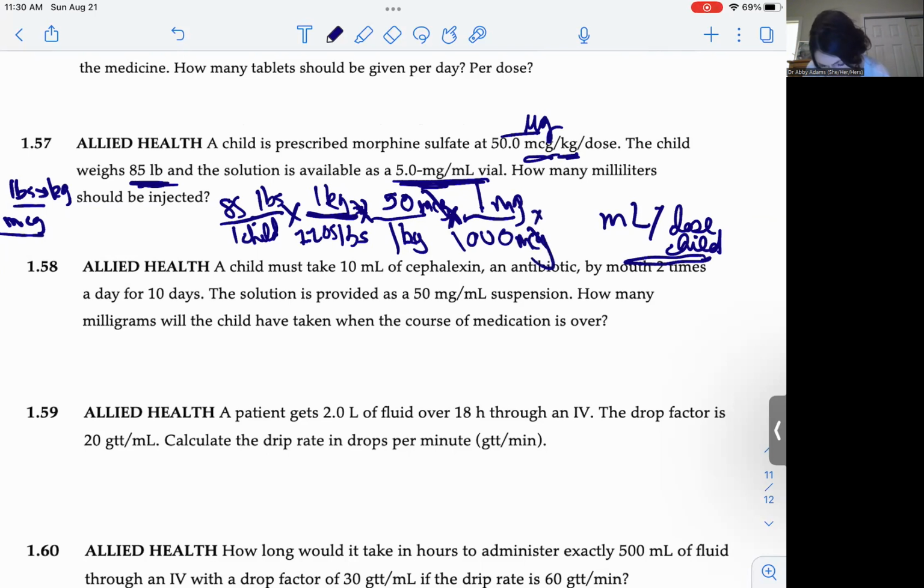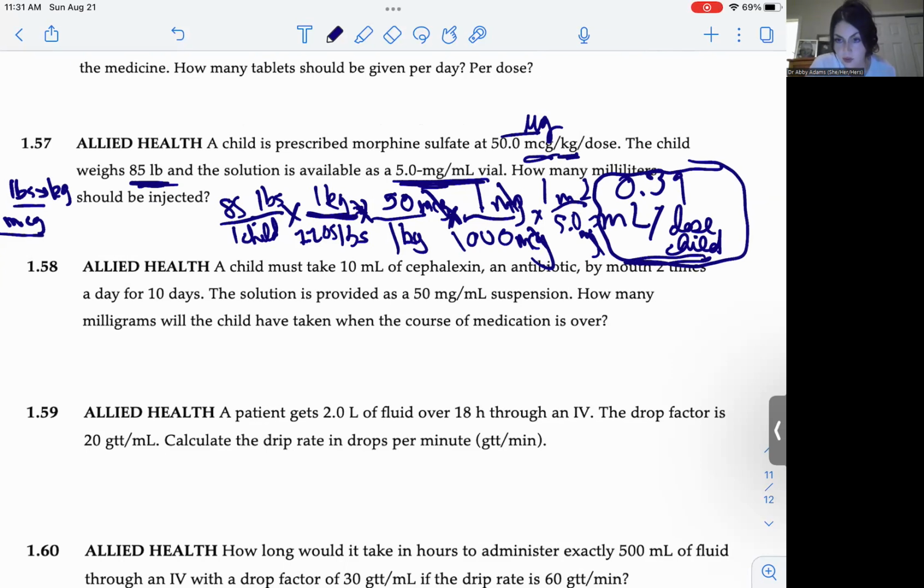Okay, multiply by, you have 1 mil. So in 1 mil, you're going to have, because you want your answer in mils, right, 5 mgs. Okay, so you cancel out, and you get a total of 1.39 mils per dose per child. Okay, all right, so that's how you work that out.